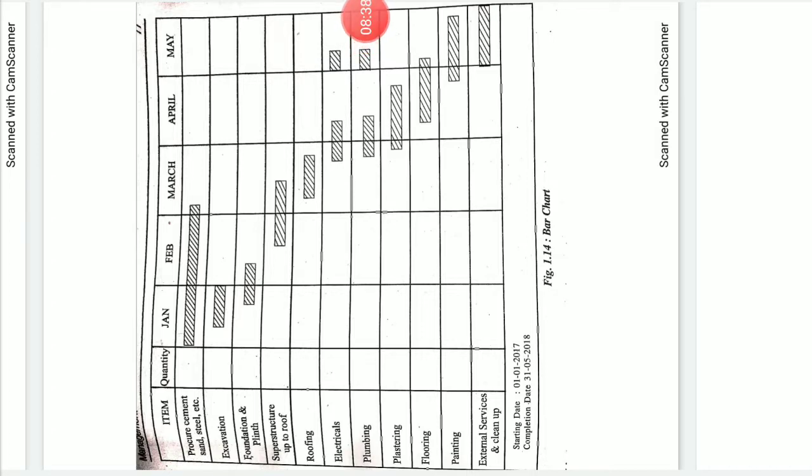Even though the bar chart has several disadvantages, still it can be successfully used in the case of small projects where the number of activities is limited. However, when the projects become complex, it is very difficult to do the scheduling using this particular method. Moreover, monitoring of the project becomes difficult. So the next thing is milestone charts.